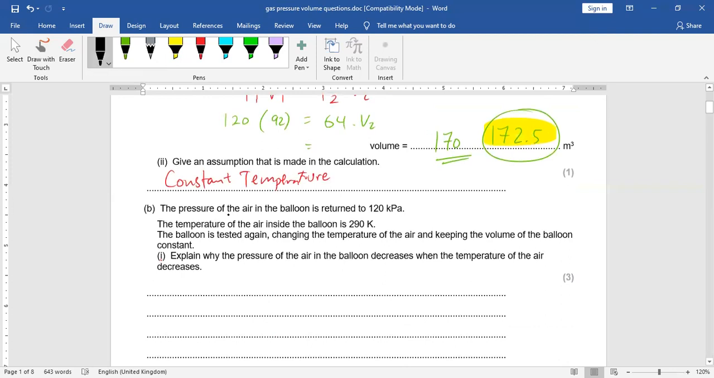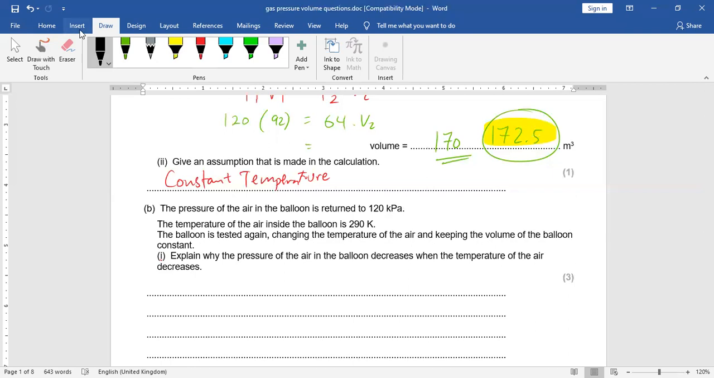The pressure of the air in the balloon is returned to 120. The temperature of the air inside of the balloon is 290 Kelvin. K stands for Kelvin. The balloon is tested again, changing the temperature of the air and keeping the volume of the balloon constant. Explain why the pressure of the air in the balloon decreases when the temperature of air decreases.